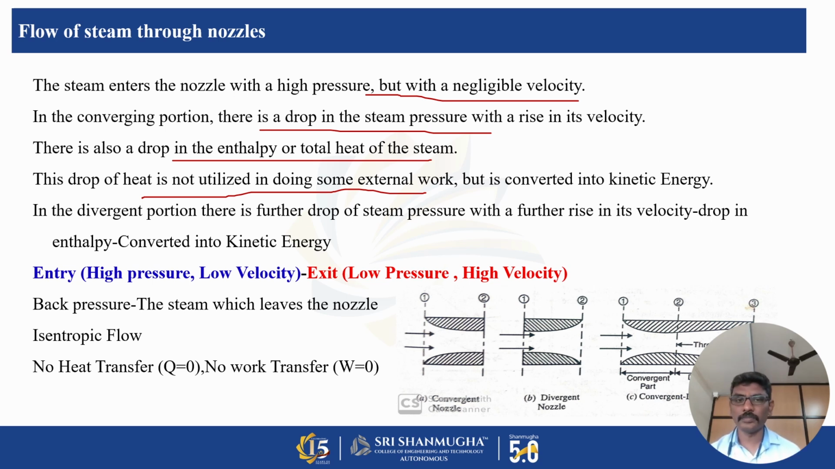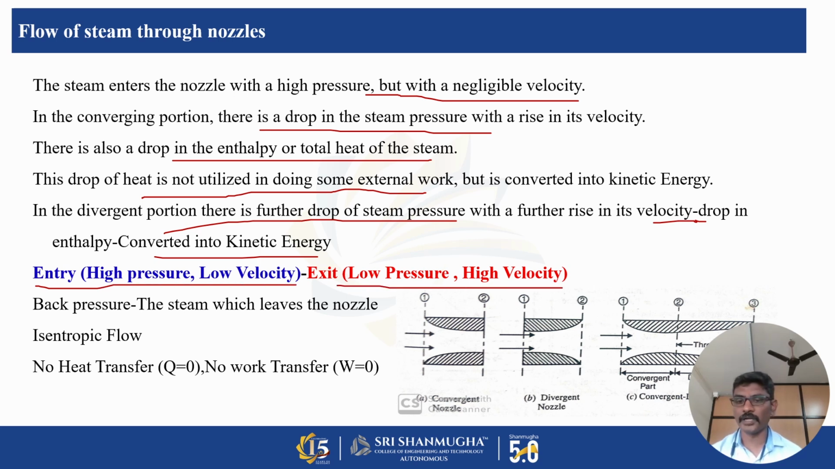Pressure drops and the velocity increases. In the divergent portion, there is a further drop of steam pressure with a further rise in velocity, and the drop in enthalpy is converted into kinetic energy. So the entry of the steam is at high pressure and low velocity. The exit of the steam will be at low pressure and high velocity. Back pressure means the pressure of the steam which leaves the nozzle.